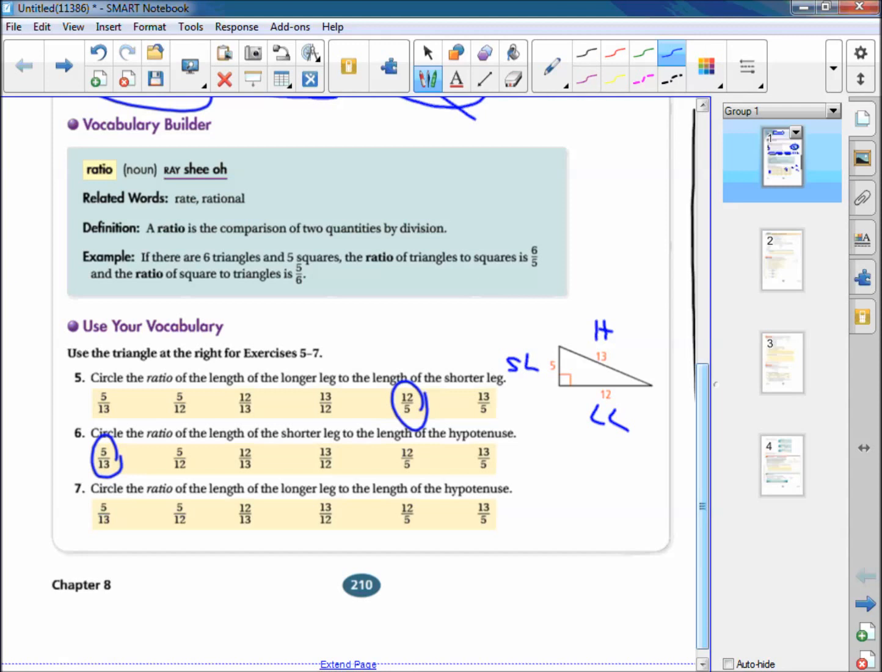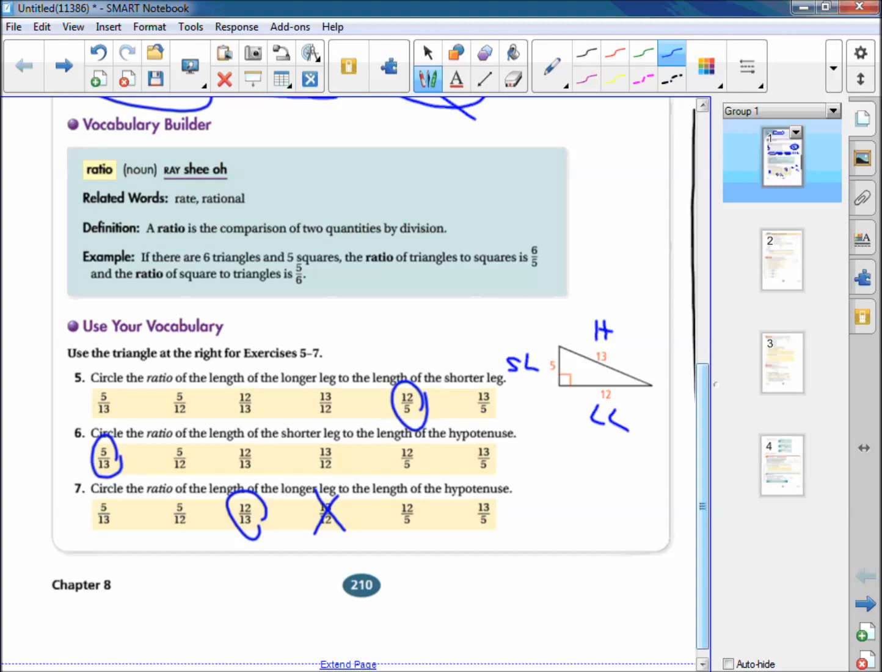Circle the ratio of the length of the long leg to the length of the hypotenuse. The long leg is 12, and the hypotenuse is 13, so that's going to be 12 to 13. Now remember, we're not going to use 13 to 12, because that's the ratio of the hypotenuse to the long leg. It matters which way it reads, okay?